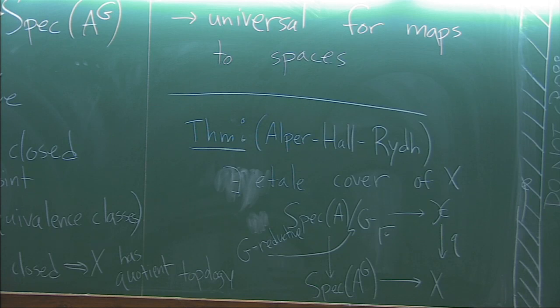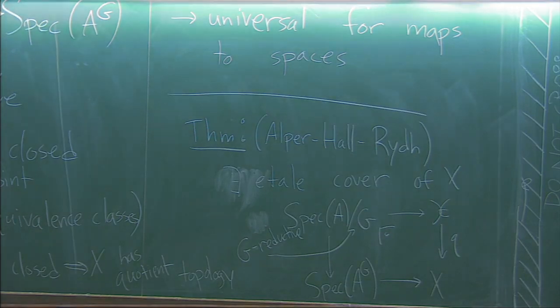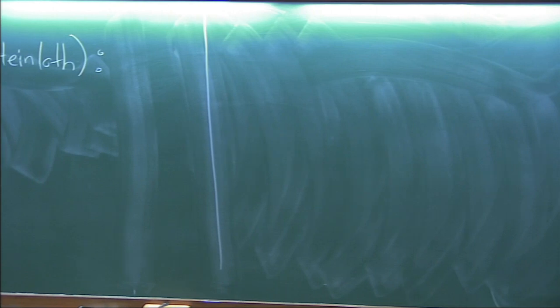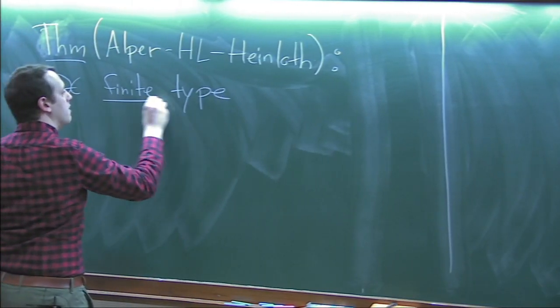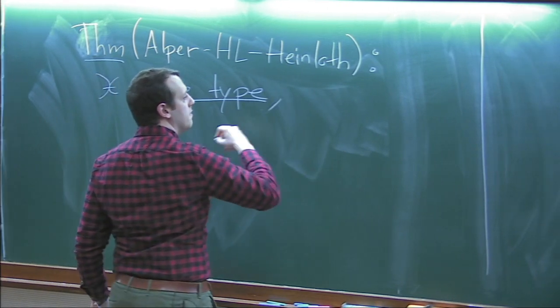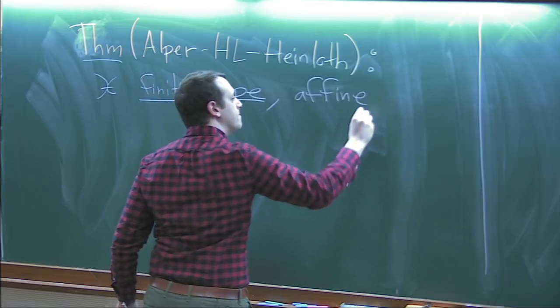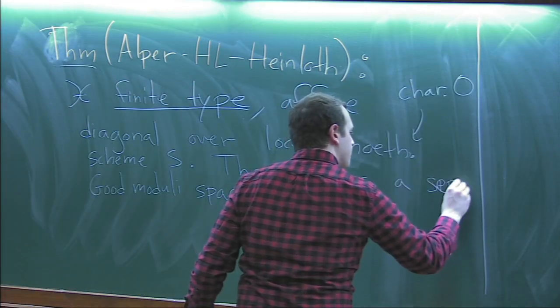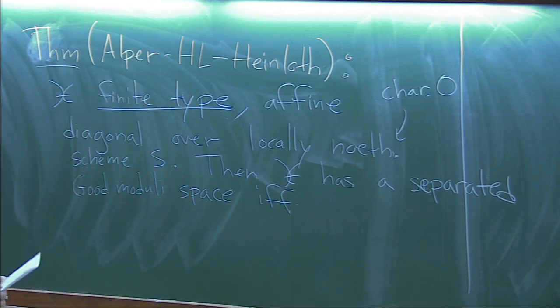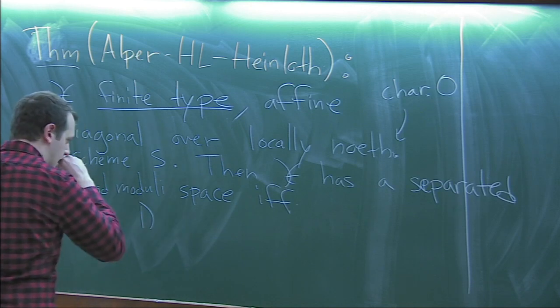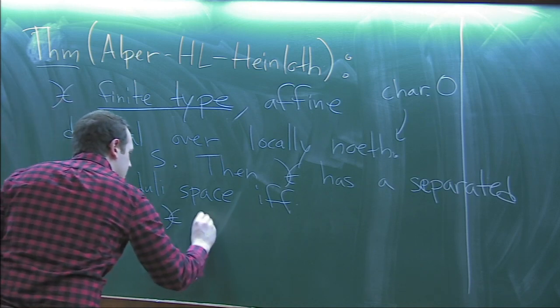So the ultimate result along these lines is the following. This is due to myself and Alper and Heinloth. So let's say X is finite type, and this is important. So X is a finite type algebraic stack with affine diagonal. The theorem is that X has a separated good moduli space if and only if, and there are two conditions, which I'll explain subsequently. First is that X is theta reductive.